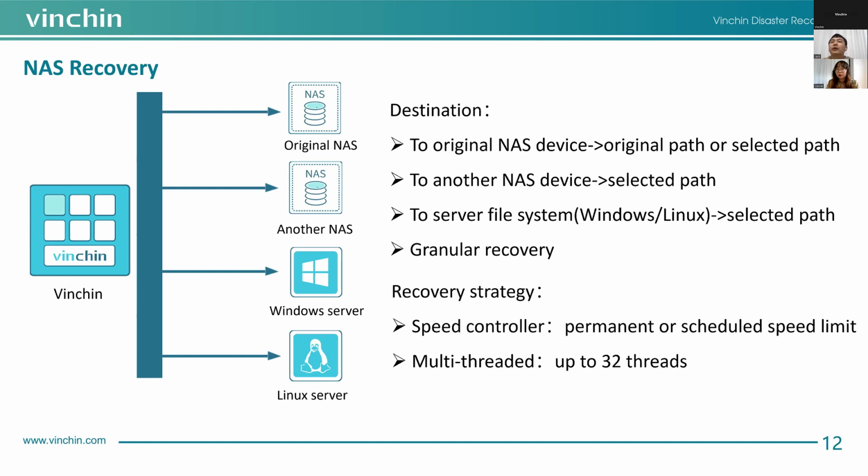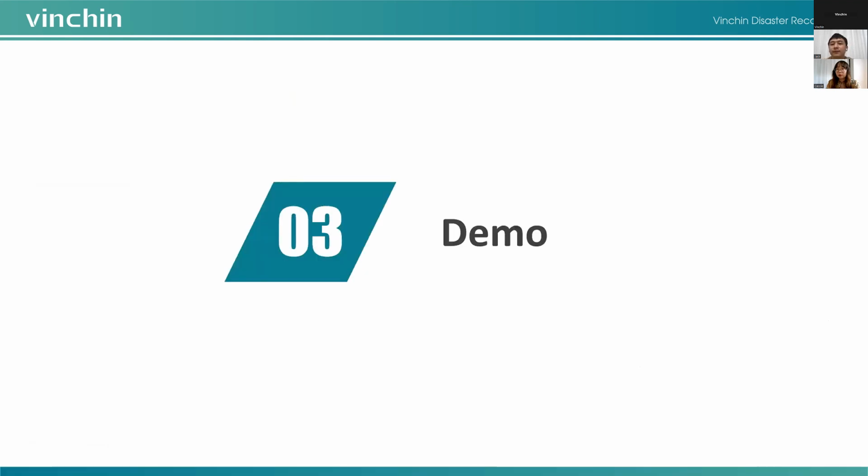And for recovery strategy, you can use a permanent speed controller to limit the speed of the recovery process, in order not to interfere with your business production. And you can increase up to 32 threads to accelerate the recovery process. Okay, the third part is our live demonstration, and in a moment, I will share.